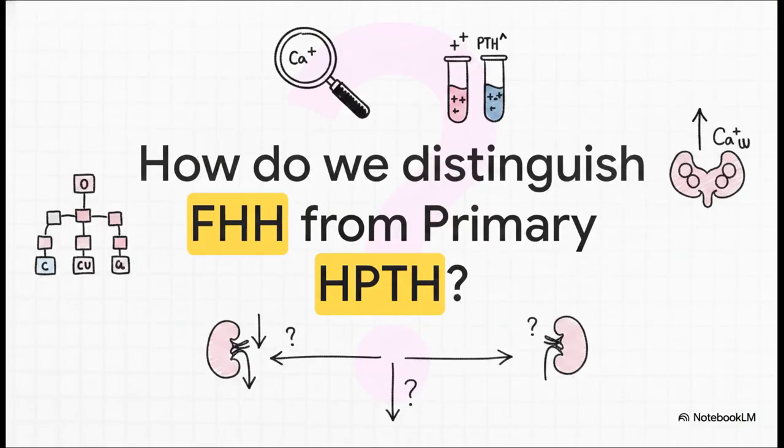And this brings us to a classic trap that examiners just love to set up. You have two completely different conditions that look absolutely identical on a basic blood panel: familial hypocalciuric hypercalcemia, or FHH, and primary hyperparathyroidism. Both of them present with elevated serum calcium. Both of them show a normal to high PTH level. So, as diagnostic detectives, how exactly do we tell them apart?